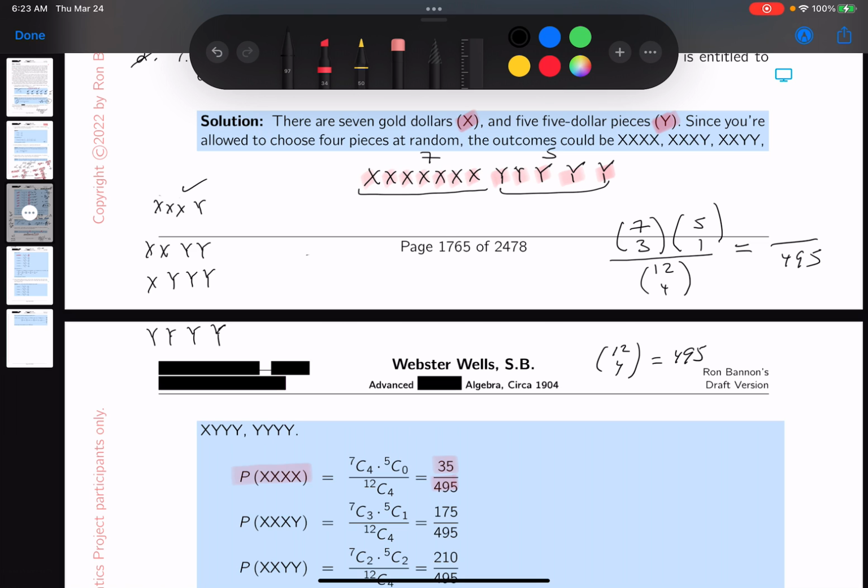And what's top going to be? 7 factorial over 3 factorial, 4 factorial, times 5 factorial over 1 factorial, 4 factorial. Well, that isn't so bad. And I got to be careful about this. So you're going to get 7, 6, 5 over 6, which would be 35. And the 5 factorial over 1, 4 factorial is just a 5. So you get 7 times 25, which is 175.